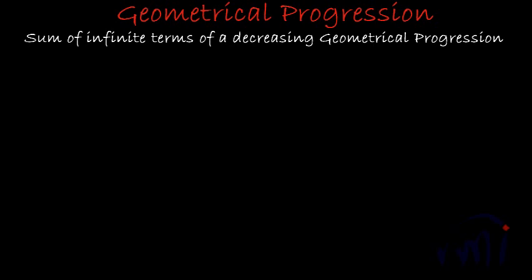So how do we write a geometrical progression? We write a geometrical progression as a, ar, ar square, ar cube, ar to the power 4, and so on. It has infinite terms, so the last term cannot be found. And what do we mean by decreasing geometrical progression? In a decreasing geometrical progression, this value of r is actually a proper fraction.